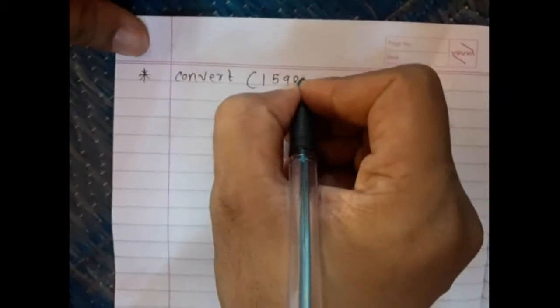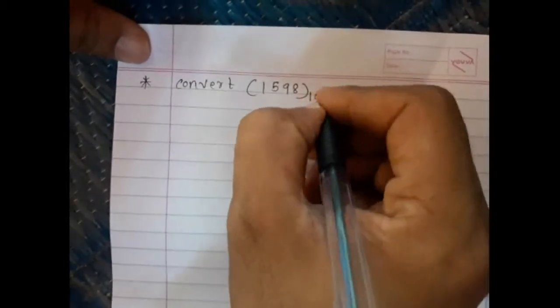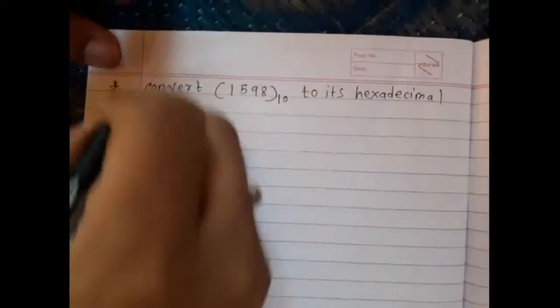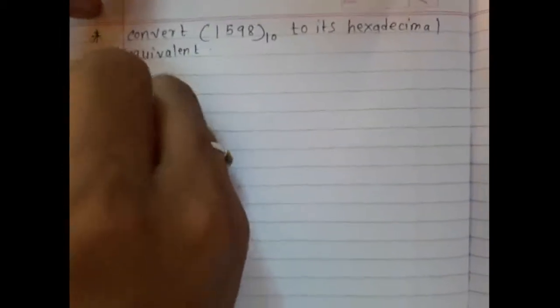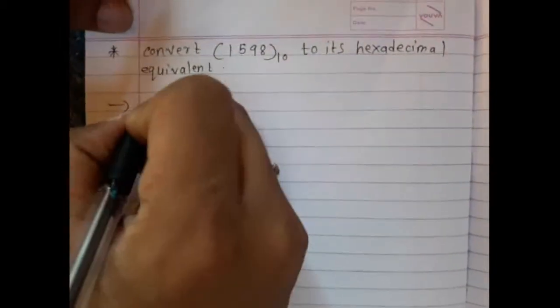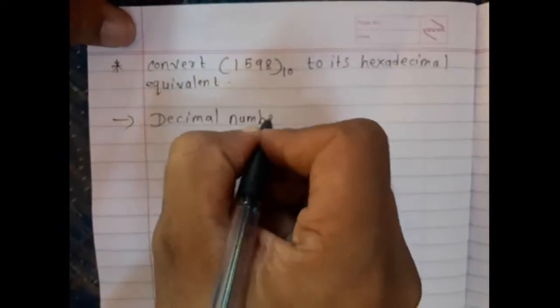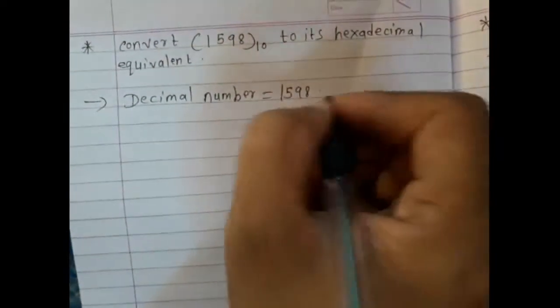Convert 1598 base 10 to its hexadecimal equivalent. Okay. Now see, student, which is our decimal number? Decimal number is equal to 1598. This is our decimal number.